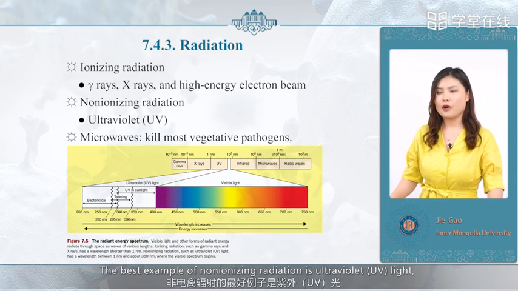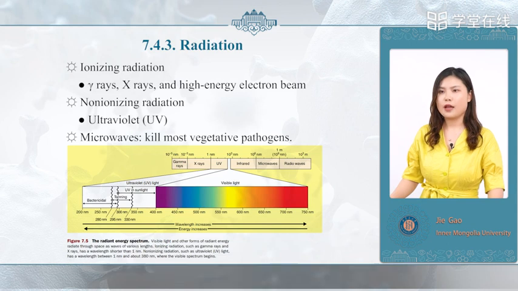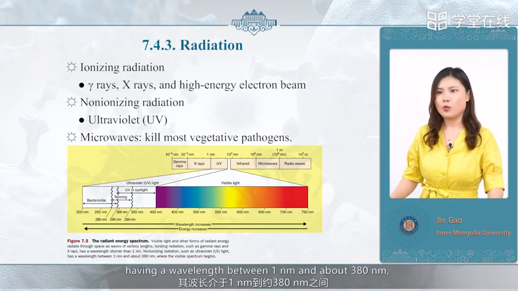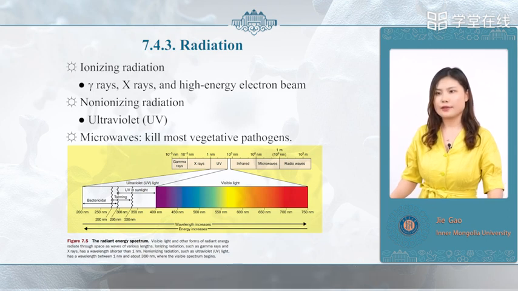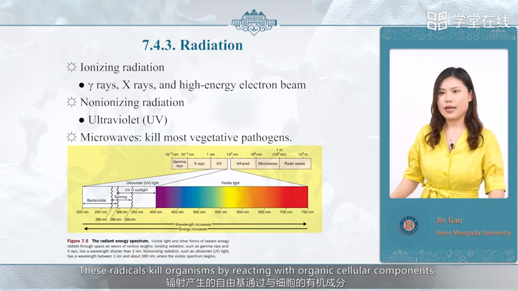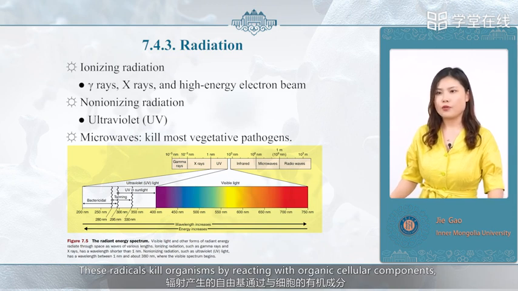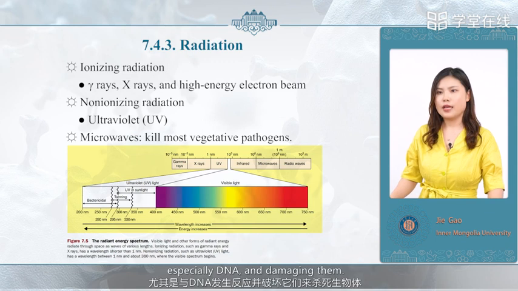The best example of non-ionizing radiation is ultraviolet UV light, having a wavelength between 1 millimeter and about 380 nanometers, where the visible spectrum begins. These radicals kill organisms by reacting with organic cellular components, especially DNA, and damaging them.